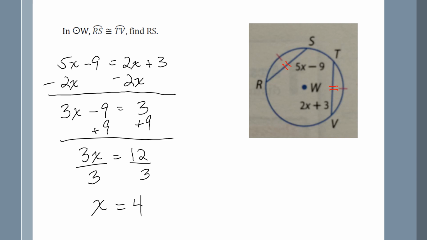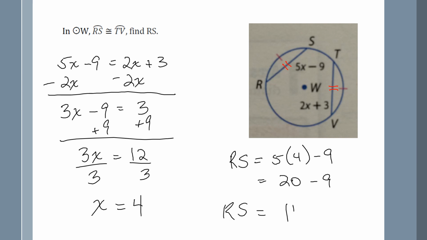So we want to find the length of RS. So RS would be 5x minus 9. So that's 5 times 4 minus 9. So that's 20 minus 9. So RS is equal to 11.